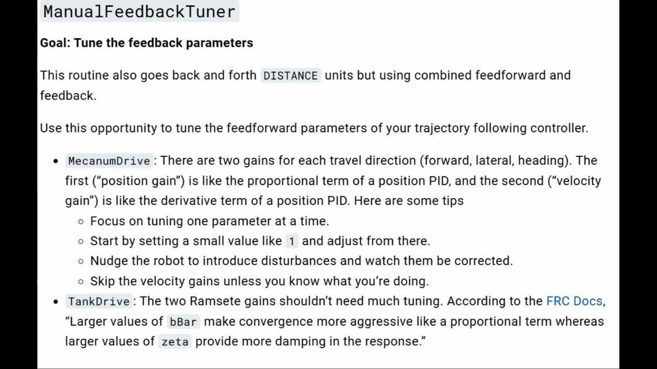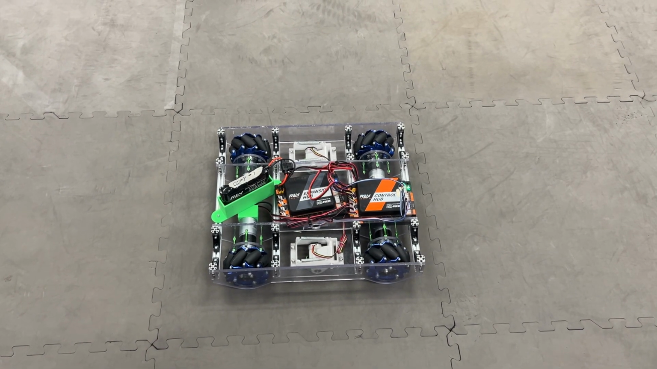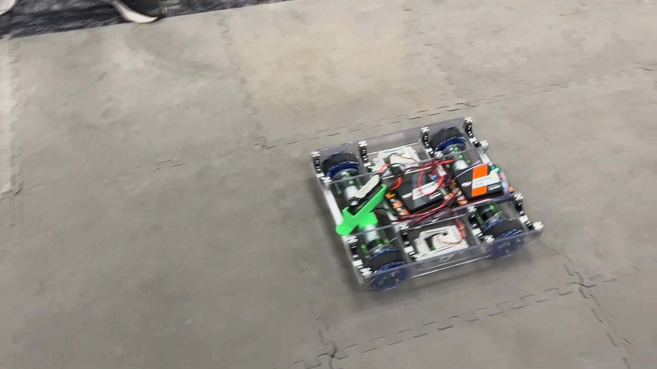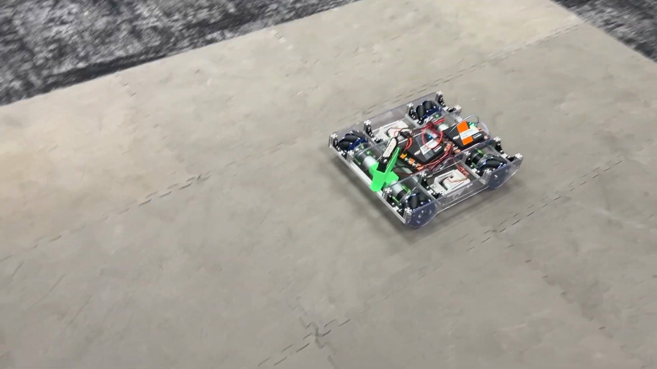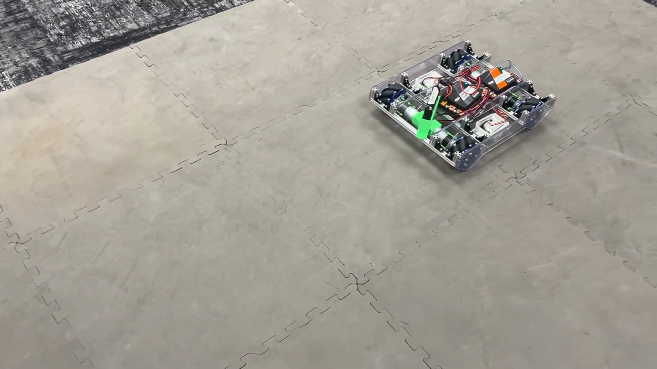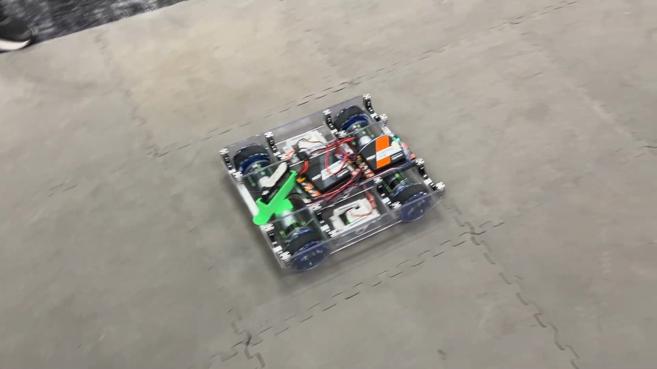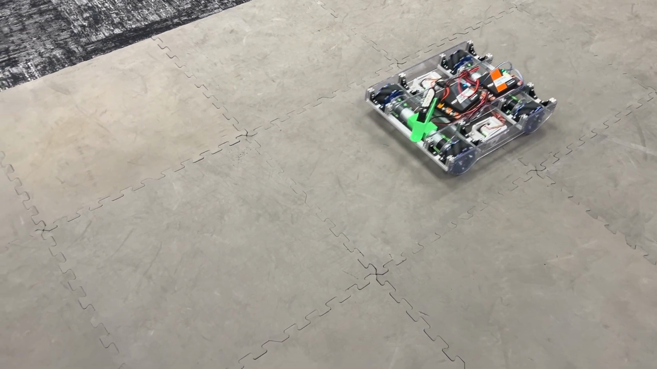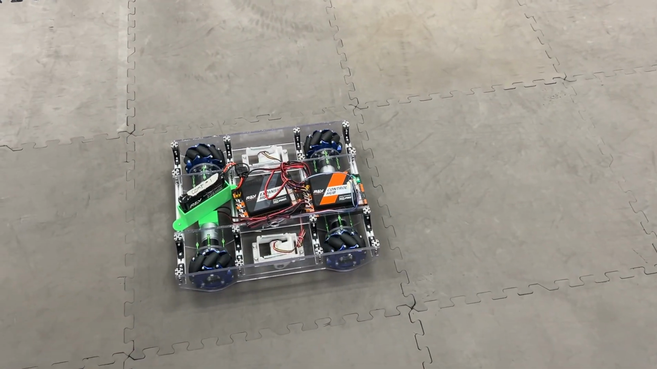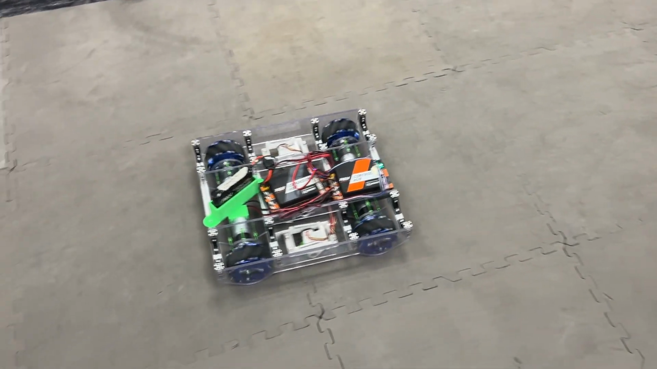The manual feedback tuner routine drives back and forward using distance. Run the op mode and don't stop it. In the manual feedback tuner test, your robot should be driving back and forth on the field. On your computer, you should see two lines on a field. The one line should be where the robot should be, and the other line is where the robot measures itself to be. That's it correcting itself.